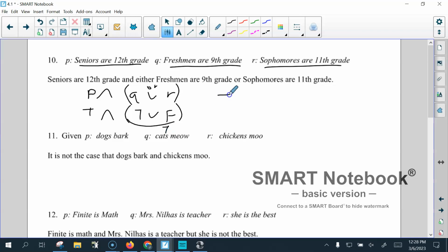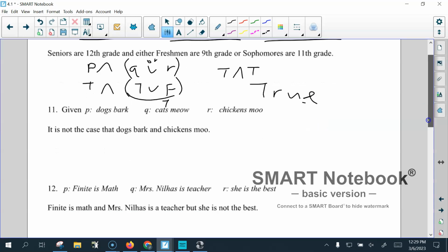So what does that leave us with? T, again, and. T and T. Again, when we're talking about and, both have to be true, so that leads us to ultimately true. It's a true statement. Okay, so we just work backwards. We do two at a time, determine if it's true or false. All right, let's keep going.